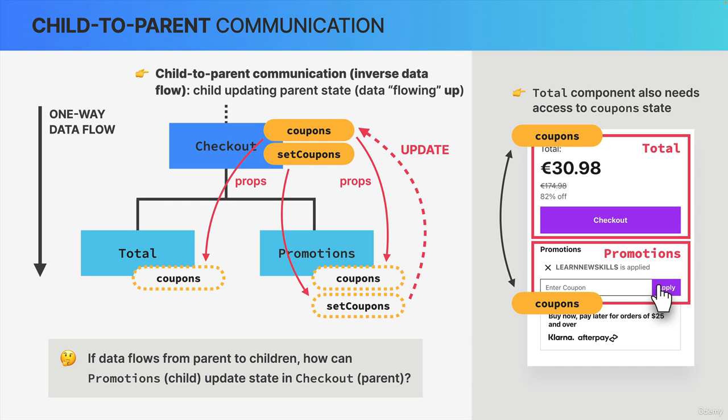Inverse because usually data only flows down, but here we basically have a trick that allows us to basically have the data flowing up as well. Now, of course, this is not truly flowing up, but this workaround of passing down the setter function and using it to update the parent state is pretty close to actually having data flowing up the tree.